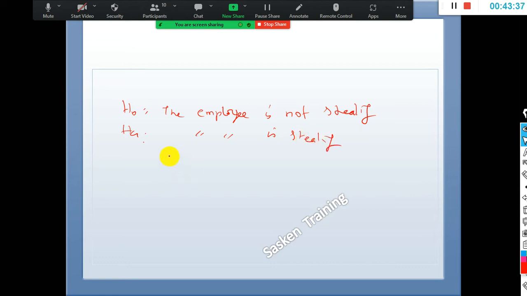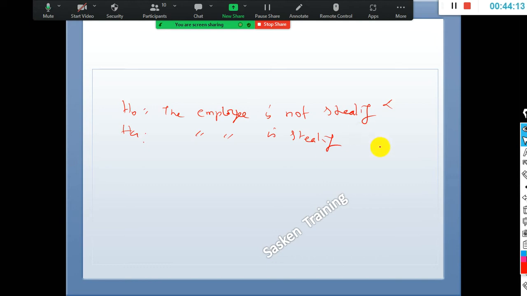So what is the actual result? The employee is actually stealing, but the manager does not have enough evidence to conclude the theft. So actually he is supposed to reject this null hypothesis, and you need to conclude he is stealing, but he does not have sufficient evidence as per the test. What do you mean by not having sufficient evidence?